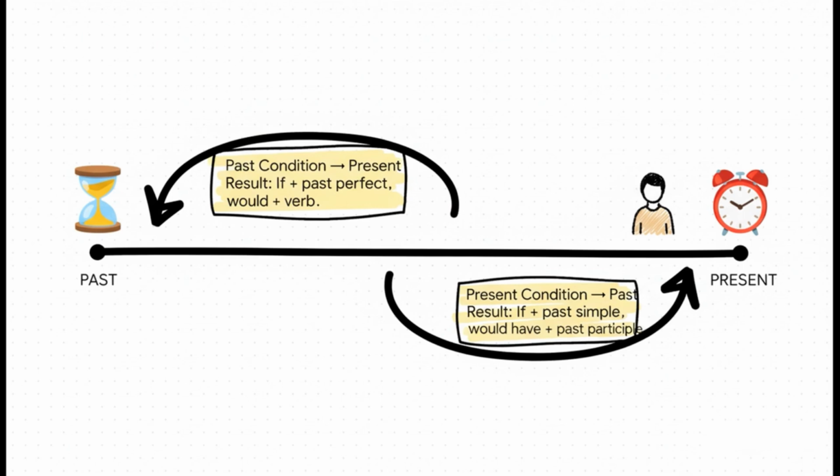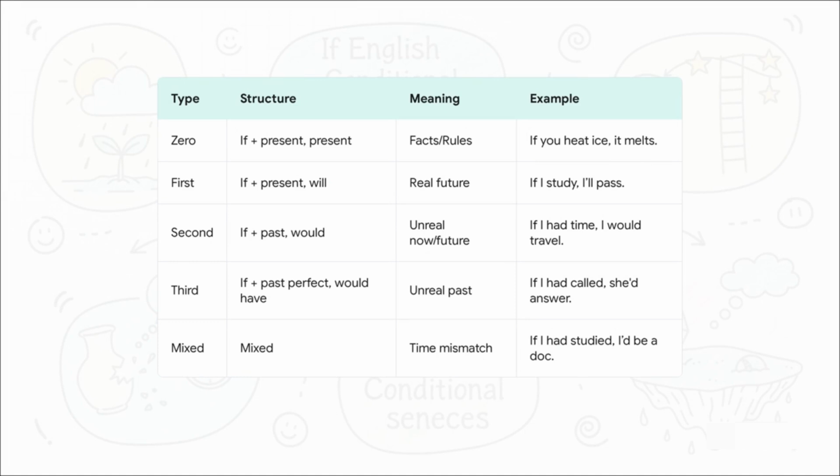Pretty cool, huh? Phew, I know that was a lot, so let's pull it all together with this awesome cheat sheet. You've got zero for facts, first for real futures, second for unreal presents, third for unreal pasts, and mixed for when you're crossing the streams. Think of this as your one-stop shop for everything we've just covered.